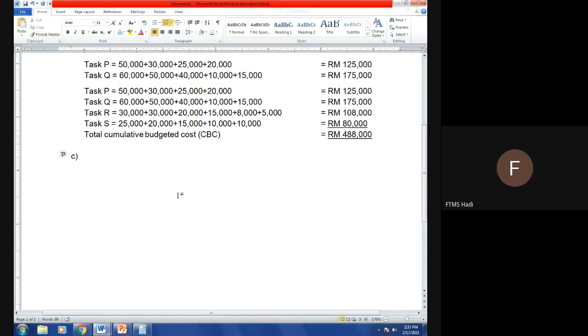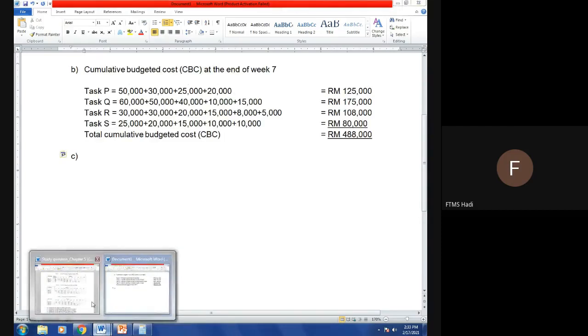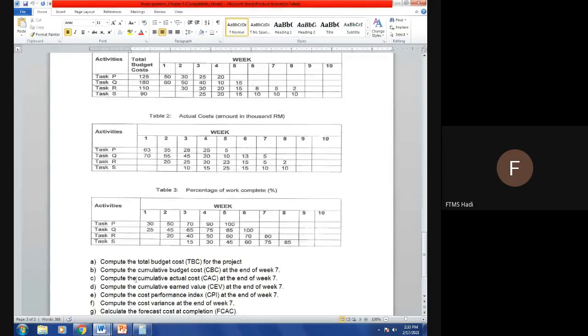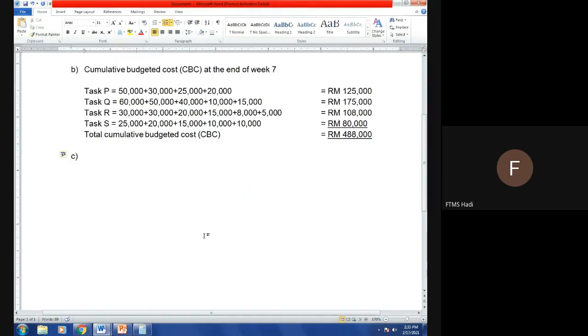Alright, let's have a look at question C. What does question C say? Compute the cumulative actual cost at the end of week 7. Okay, CAC, cumulative actual cost. Actual cost here means it is related to Table 2, at the end of week 7. This one do not include. CAC, at the end of week 7.